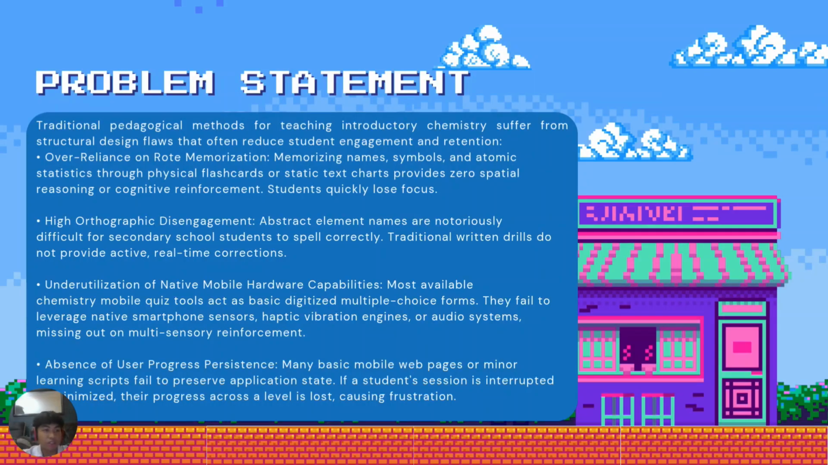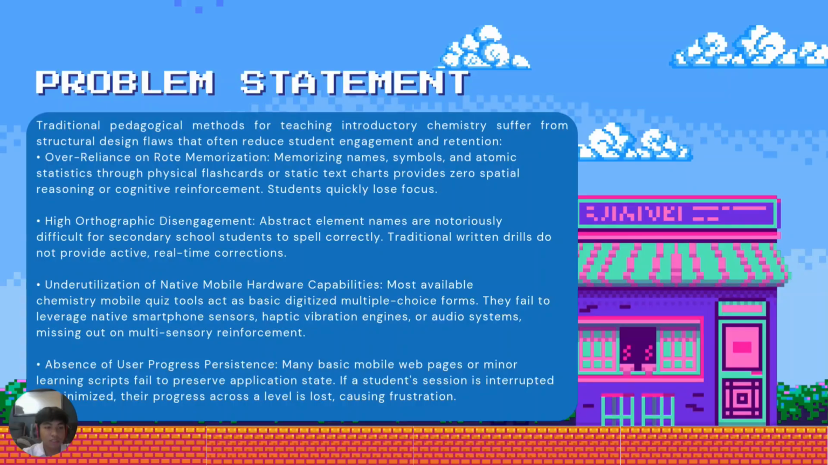The third one is underutilization of native mobile hardware capabilities. Most available chemistry mobile quiz tools act as a basic digitalized multiple choice form. They fail to leverage native smartphone sensors, the haptic vibration engine, or the audio system, missing out on multisensory reinforcement.